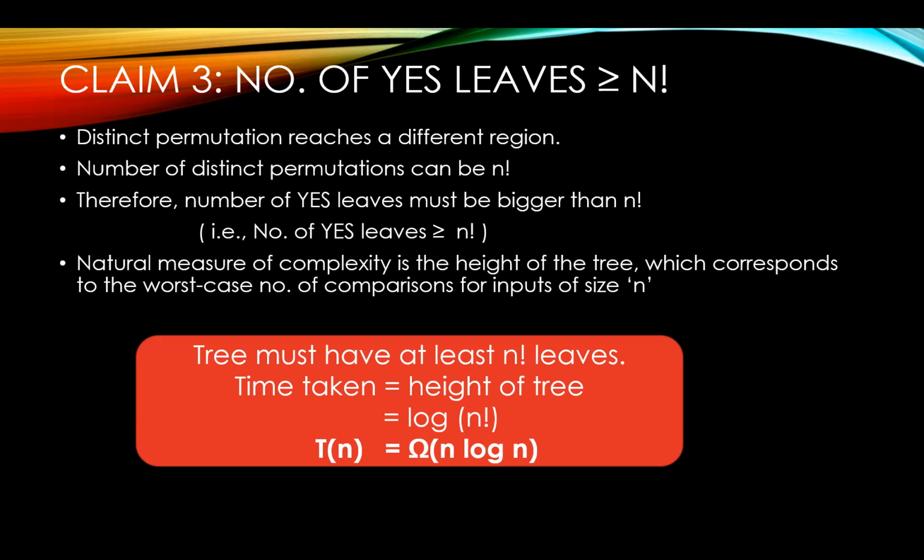The natural measure of complexity is the height of the tree, which corresponds to the worst-case number of comparisons for inputs of size n. The tree must have at least n factorial leaves. The time taken is equal to the height of the tree, which is log of n factorial. Therefore, T of n equals omega. Finally, we come to the proof for the EDP.